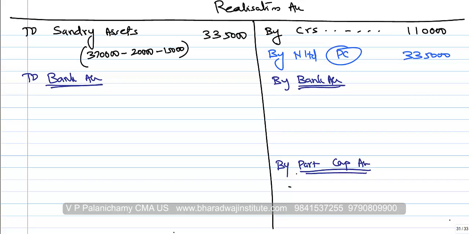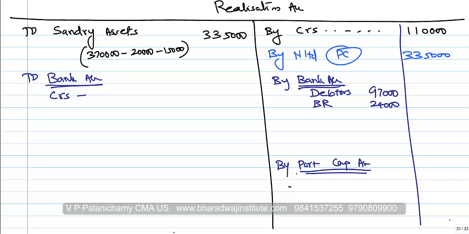Purchase consideration 3,35,000. After that, what is given? Debtors realized. How much? 97,000. Then bills receivable realized 24,000. Then creditors are paid at a discount of 5%. 1,10,000 minus 5%, 1,04,500. 1,04,500 we are paying to creditors. Then what else?